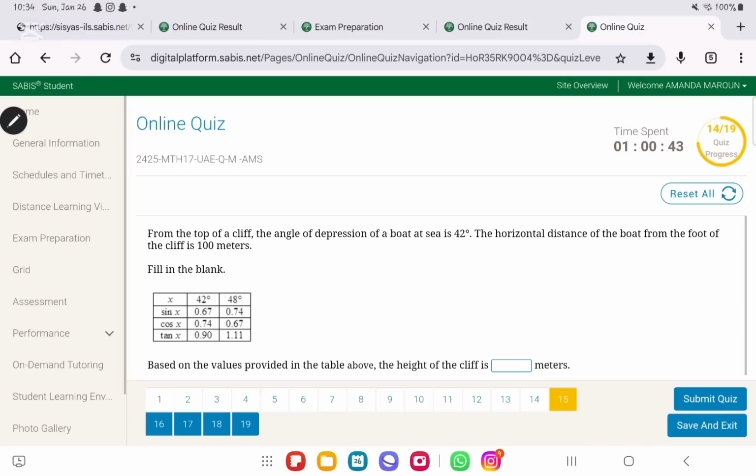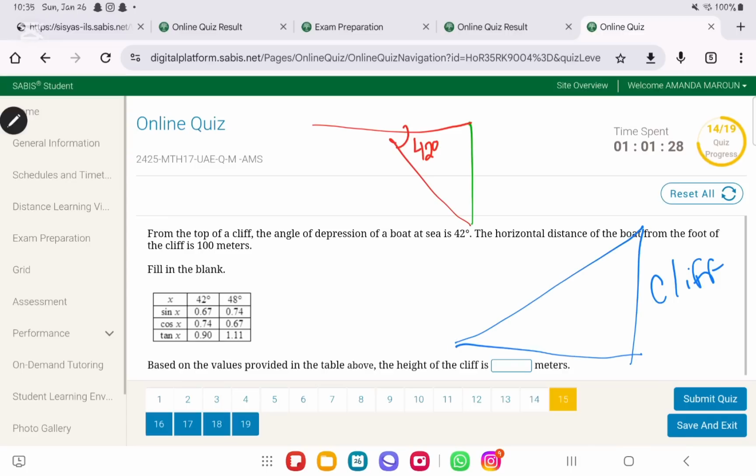From the top of a cliff, the angle of depression of a boat at sea is 42 degrees. So this is our cliff over here, and the angle of depression looks like this. It's going down. So this angle of depression over here is gonna be 42 degrees. I think I drew it in the opposite way. It's supposed to be like this. So this is the cliff, and from the cliff to the boat, there is an angle of depression of 42 degrees. All right, so however way I drew it, it's still correct.